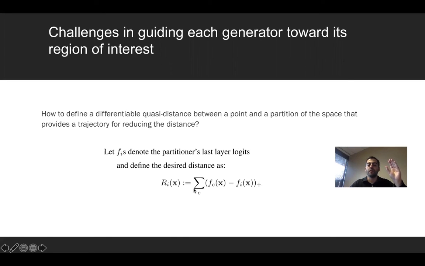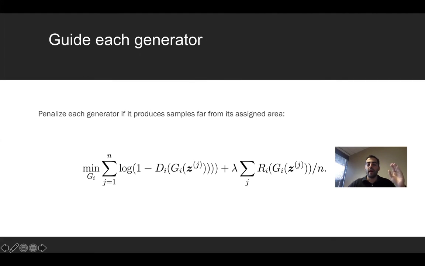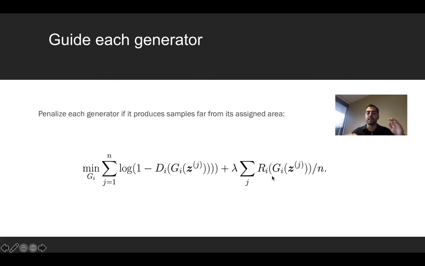Here, we define the concept of distance based on our differentiable space partitioner logits. Then, after we have this concept of distance, we can penalize each generator if its samples are far from the area it is designed to generate samples from. And the other term is related to the generative adversarial network criteria.